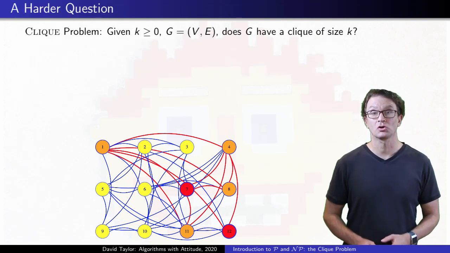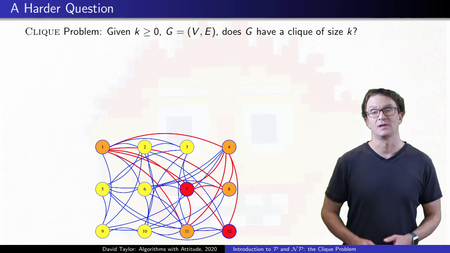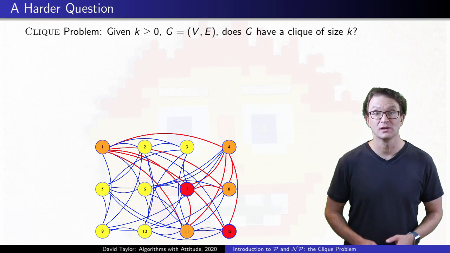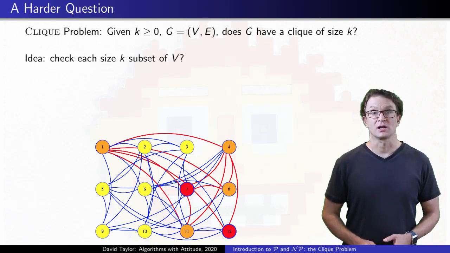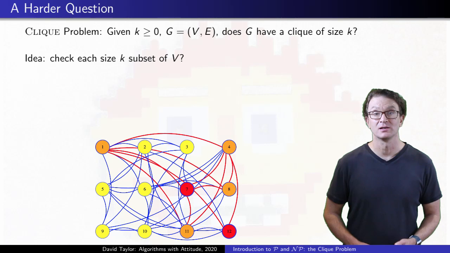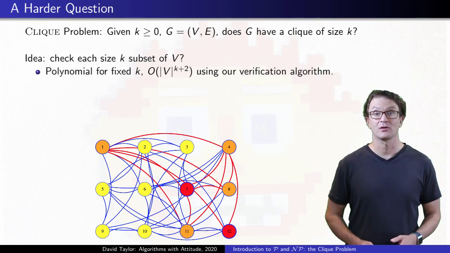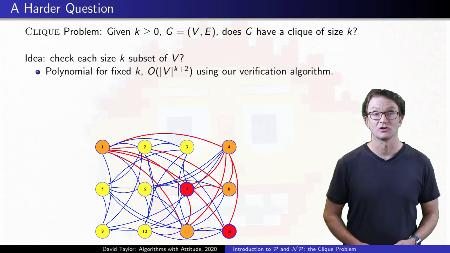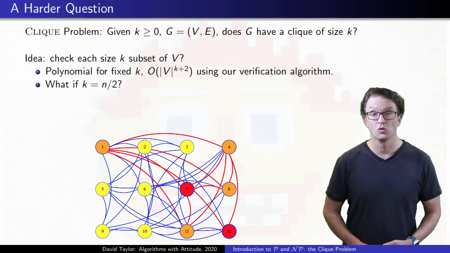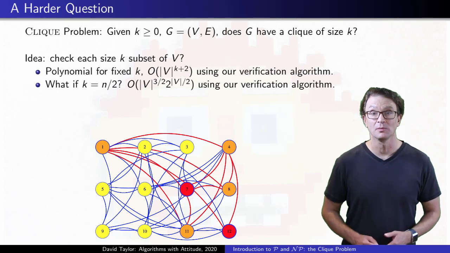The problem gets harder if we're just given a graph and asked if it has a clique of a given size, without being told what the clique is. We could just check each possible subset of the right size. If we fix the size and ask how the runtime of that changes as the graph grows, it's polynomial, though for large sizes, not very practical. But if we let the size also grow with the graph, it isn't polynomial.